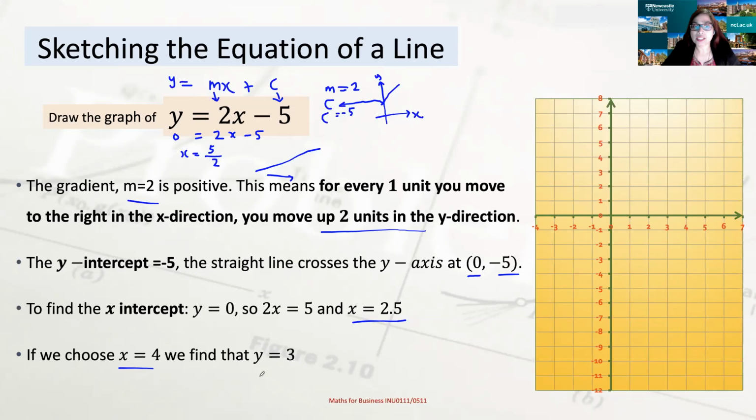8 minus 5 is 3. So y is equal to 3. It's always good to have 3 points, even though it's okay to have 2 points. The reason why I'm saying that is sometimes the lines are so close to the origin, it is very difficult to find the y-intercept and the x-intercept. So I would suggest taking 3 points at least.